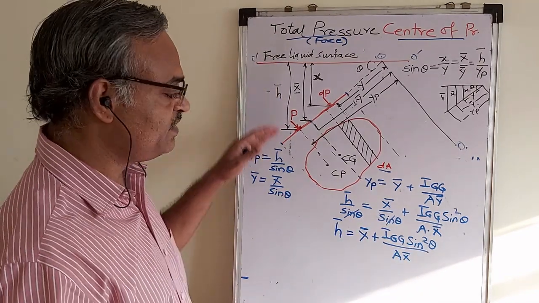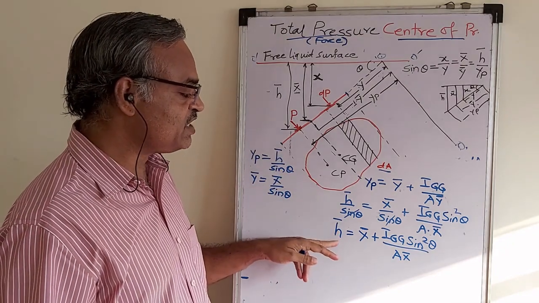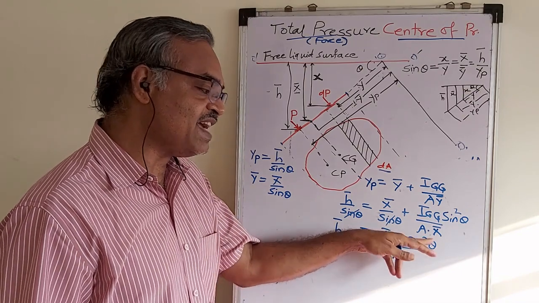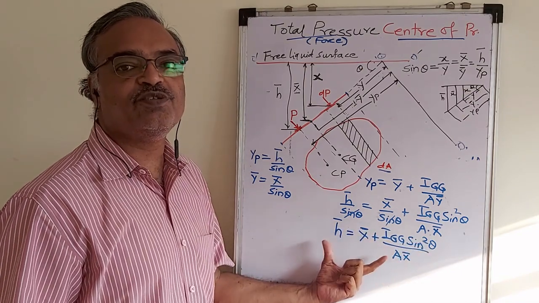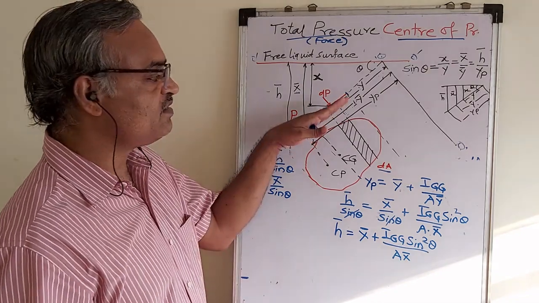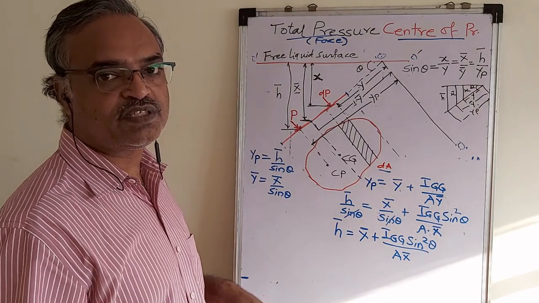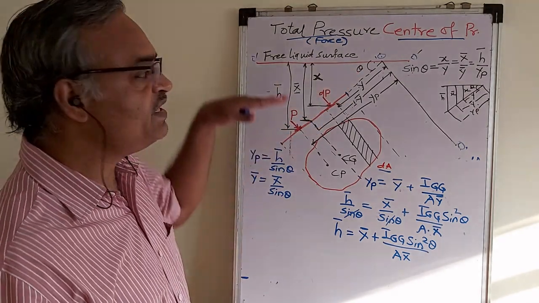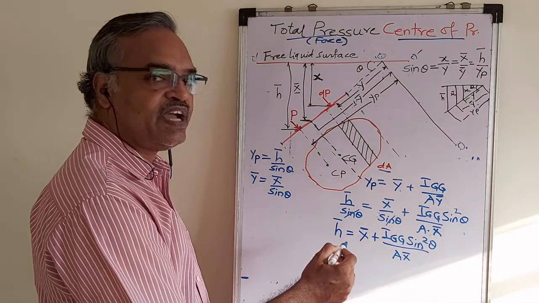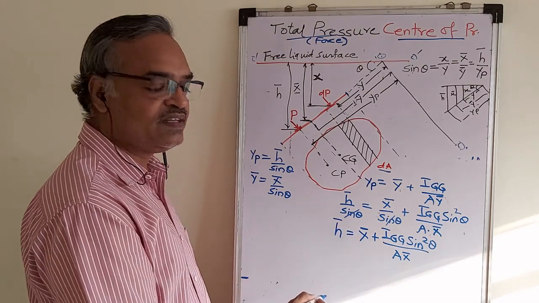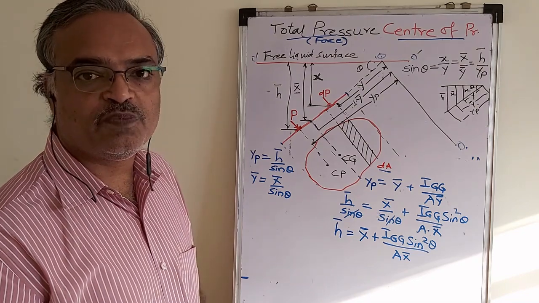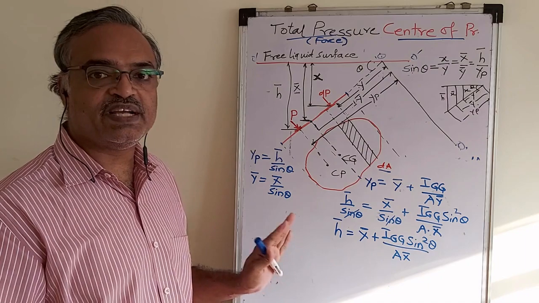Previously for the vertically immersed body, it was h bar is equal to x bar plus IGG upon A x bar. Now it is IGG sin square theta upon A x bar. So here you can observe the change in formula for h bar in case of the body which is immersed at an angle theta with the free surface. Again, this is a positive quantity, so here also h bar will always be greater than x bar. So here we come to an end of the derivation of total pressure and center of pressure. I will summarize once again.